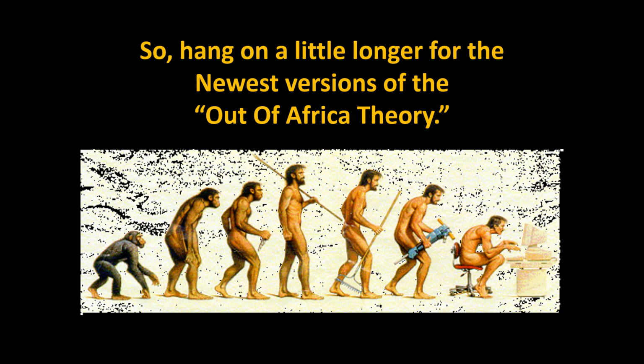In essence, Darwin's initial insight about an African origin for humanity has been remarkably supported and elaborated upon by a vast body of scientific evidence over the past century and a half, making the out of Africa theory the most widely accepted model for the dispersal of modern humans across the globe. So hang on a little longer for the newest versions of the out of Africa theory.